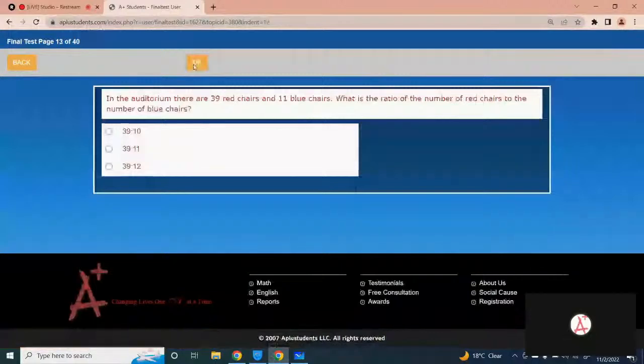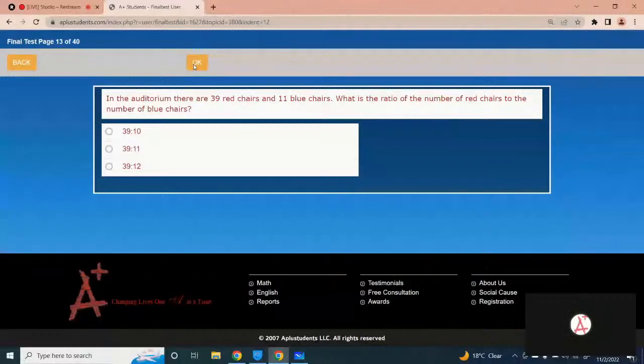Okay. The next one: in the auditorium there are 39 red chairs and 11 blue chairs. What is the ratio of the number of red chairs to the number of blue chairs? So red chairs are 39, so it would be 39 ratio 11. Got it?